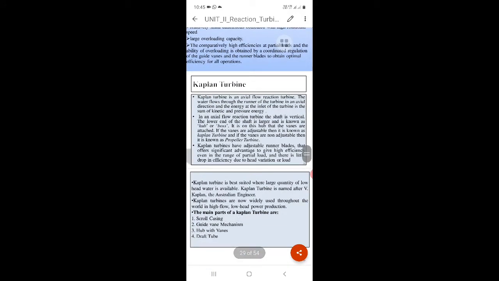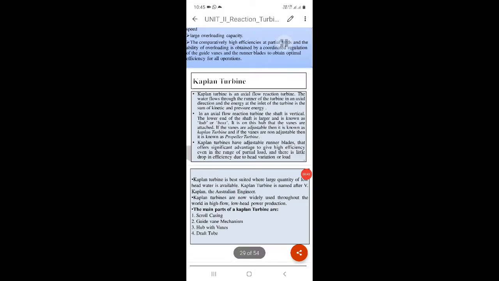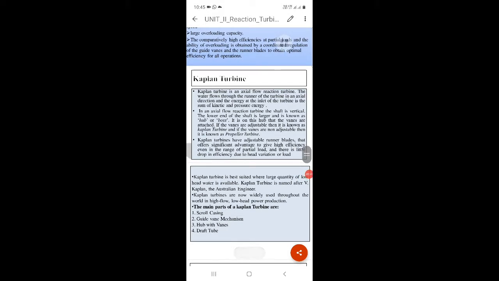Kaplan turbine is an axial flow turbine. The water flows through the runner of the turbine in axial direction, and energy at the inlet of the turbine is the sum of kinetic energy and pressure energy. The basic difference between the Kaplan turbine and the Francis turbine is the runner construction. So in an axial flow turbine, the shaft is vertical.